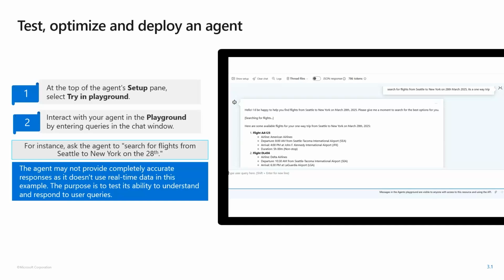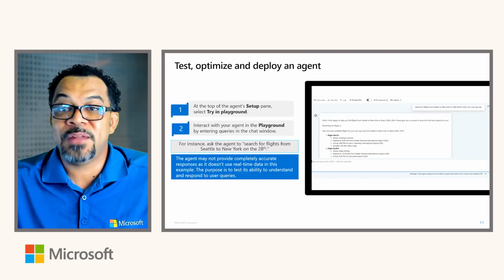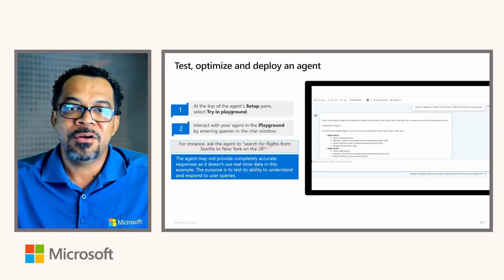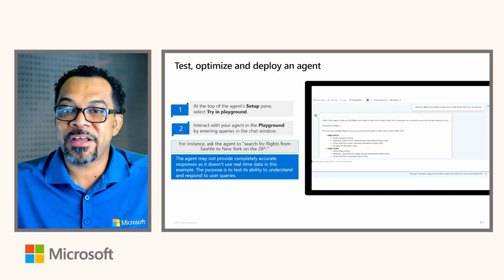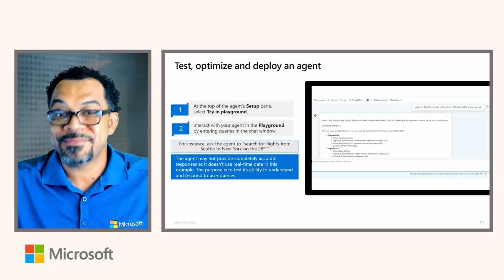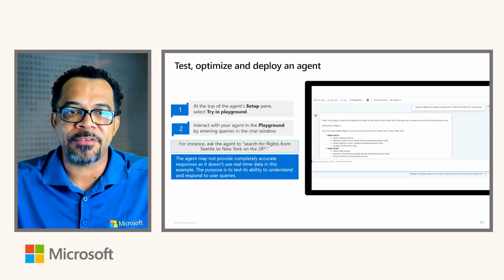Understand testing an agent in the playground. Here's an example which is used for searching flights from Seattle to New York on the 20th of March. After testing, you can further customize the agent by adding more intents, training data, and actions. So understand that training process.